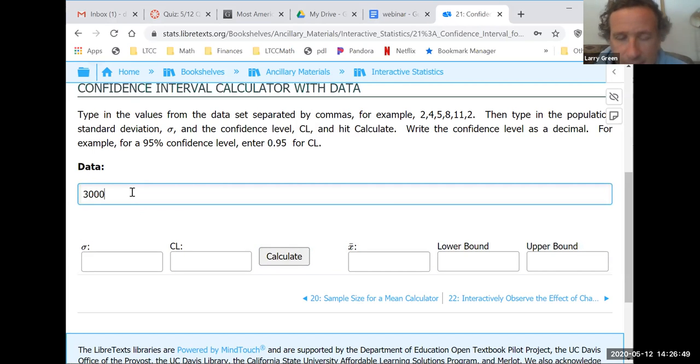So we have 3,000. We have 500. We have 500. We have 180. Sounds like close to Sacramento, maybe not. We have 6,500.